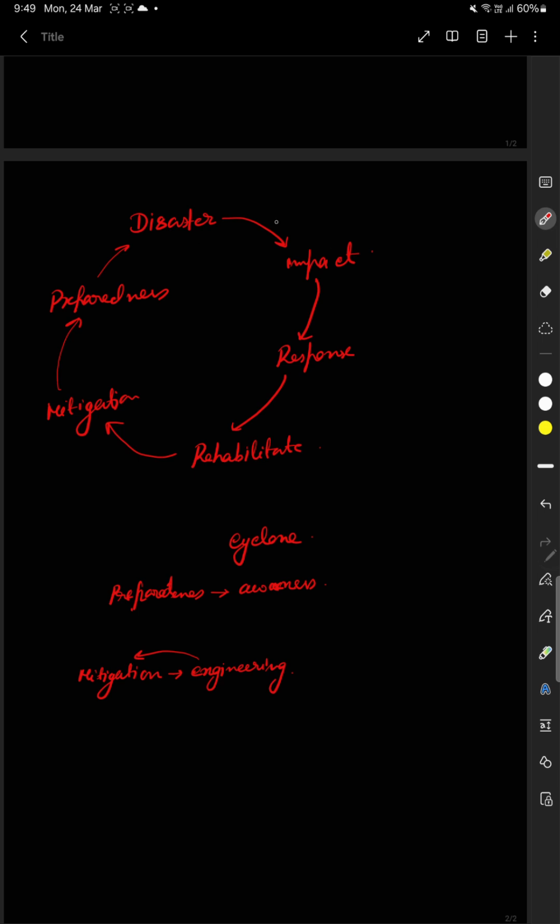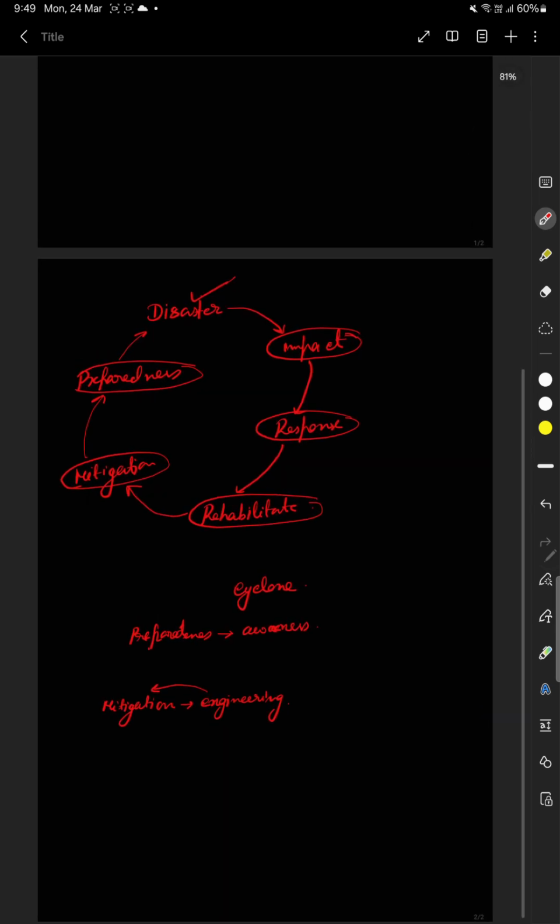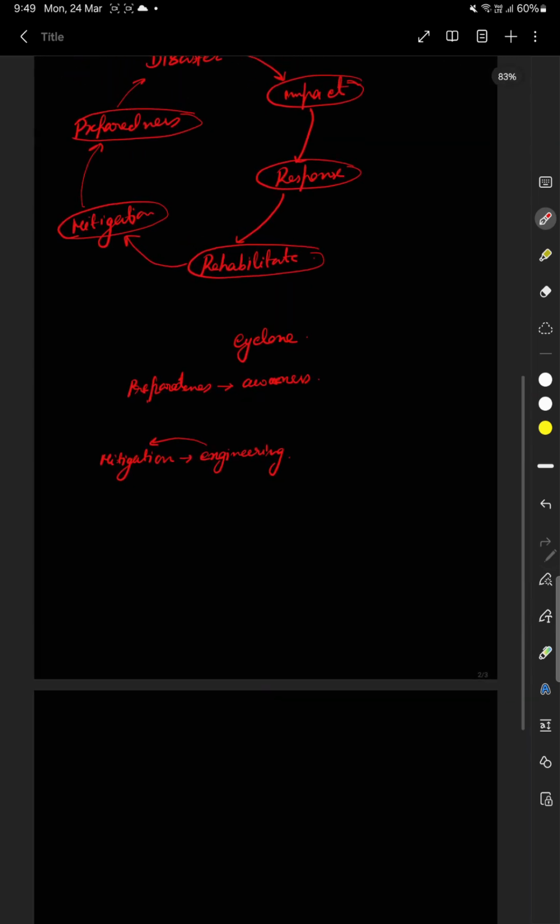So first, after a disaster, there will be some impact. After that, there will be a response. After that, we have to rehabilitate the persons who suffered. After that, we have to do mitigation, and after that, we have to do preparedness for the upcoming disaster. So this is how the disaster cycle is.